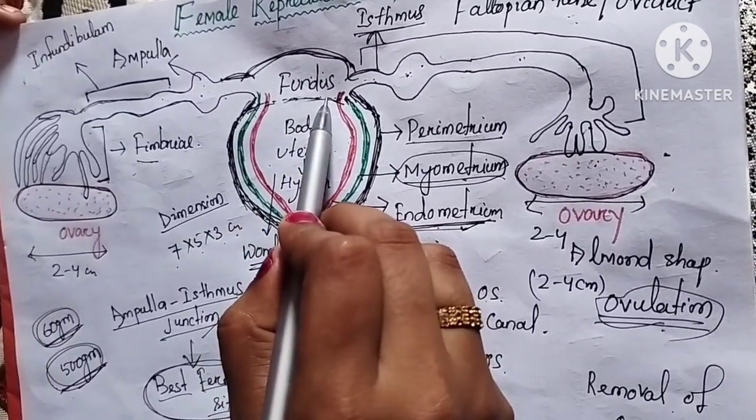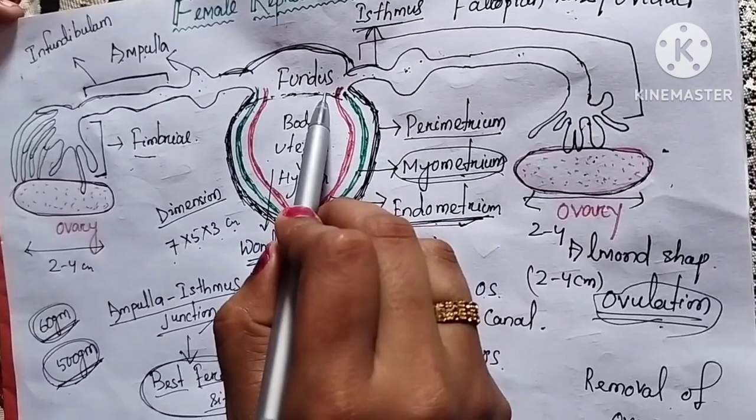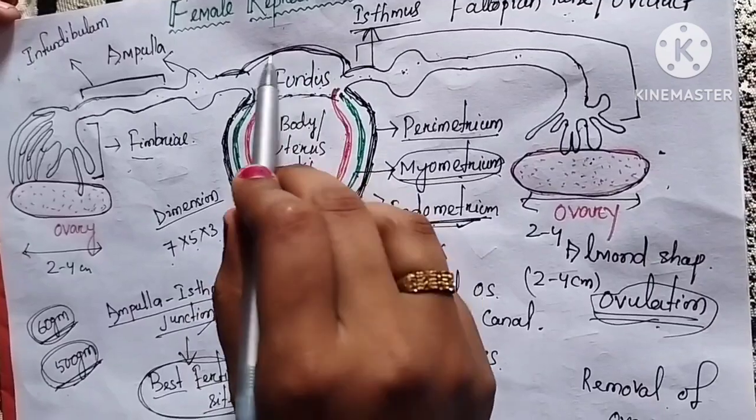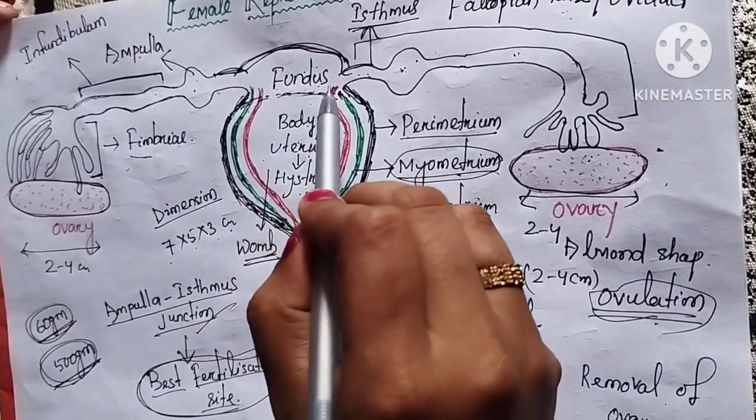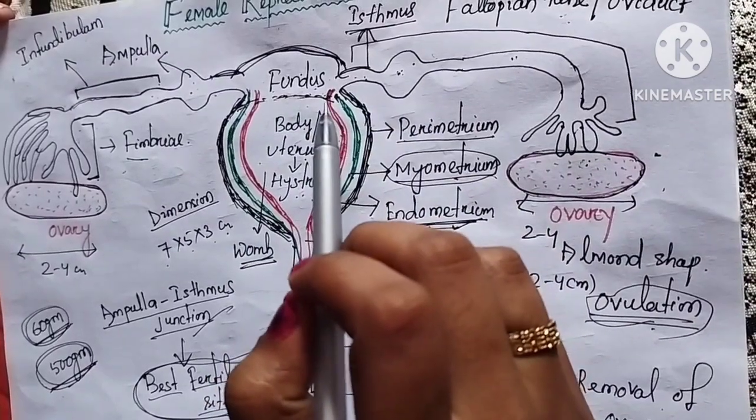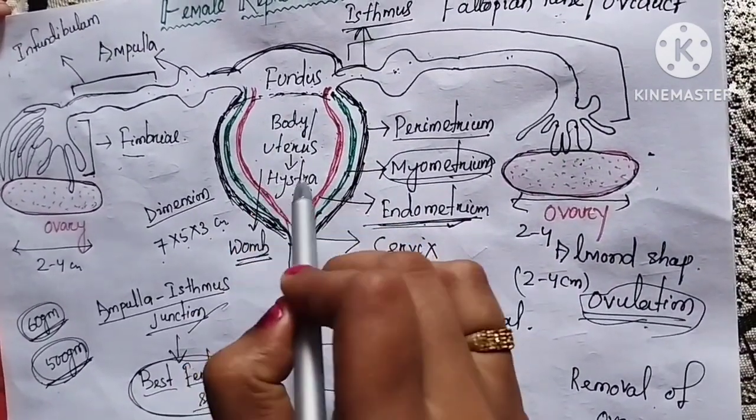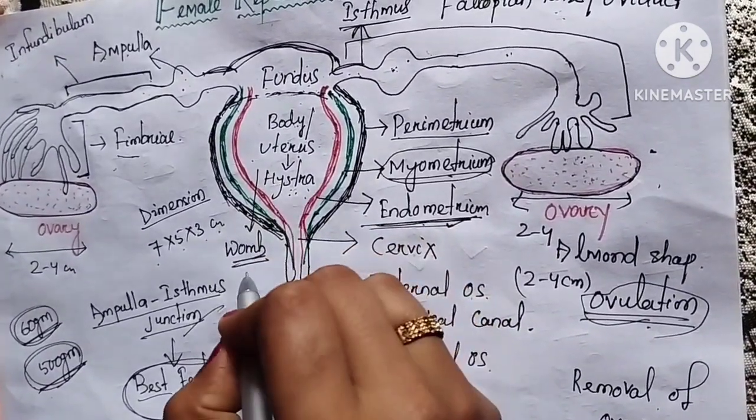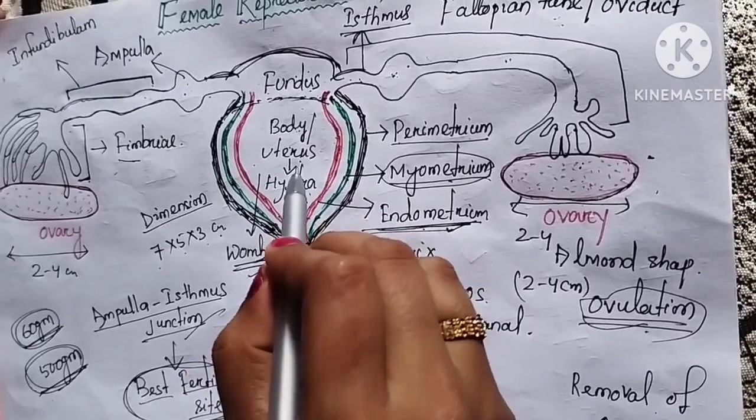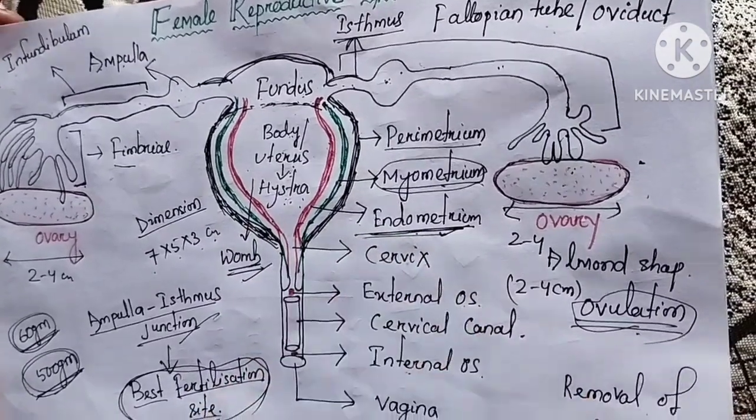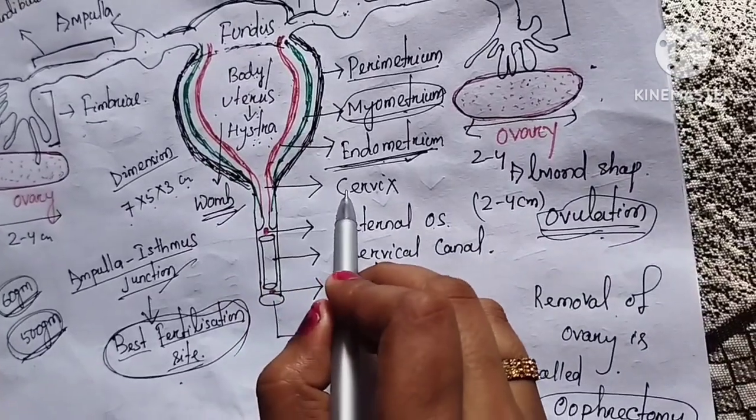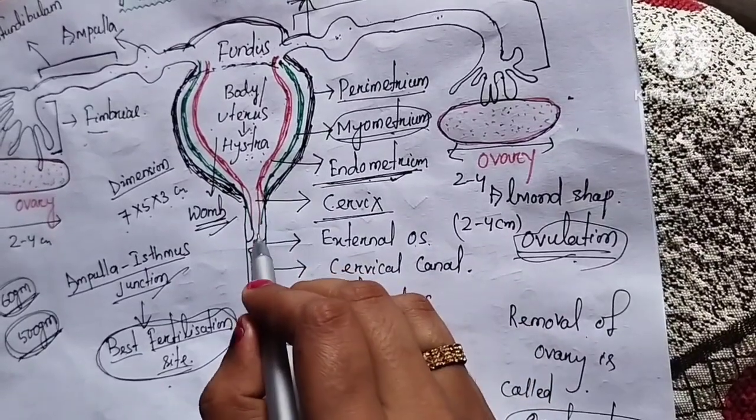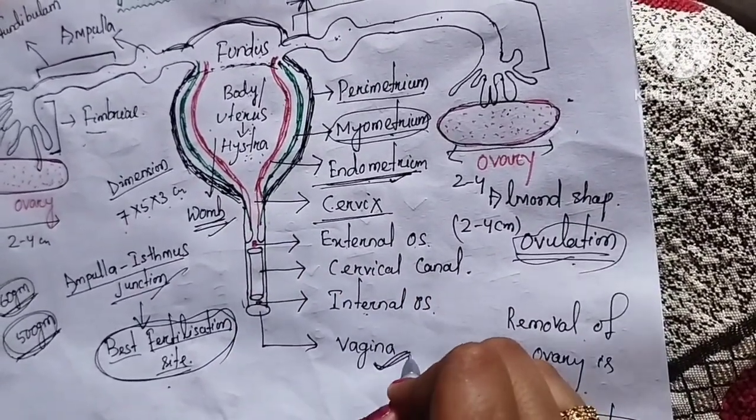The fundus is a dome-shaped structure with the openings into the fallopian tubes. The middle part of the uterus is called the body, otherwise called hysteria or womb. The cervix opens into a tube called the vagina.